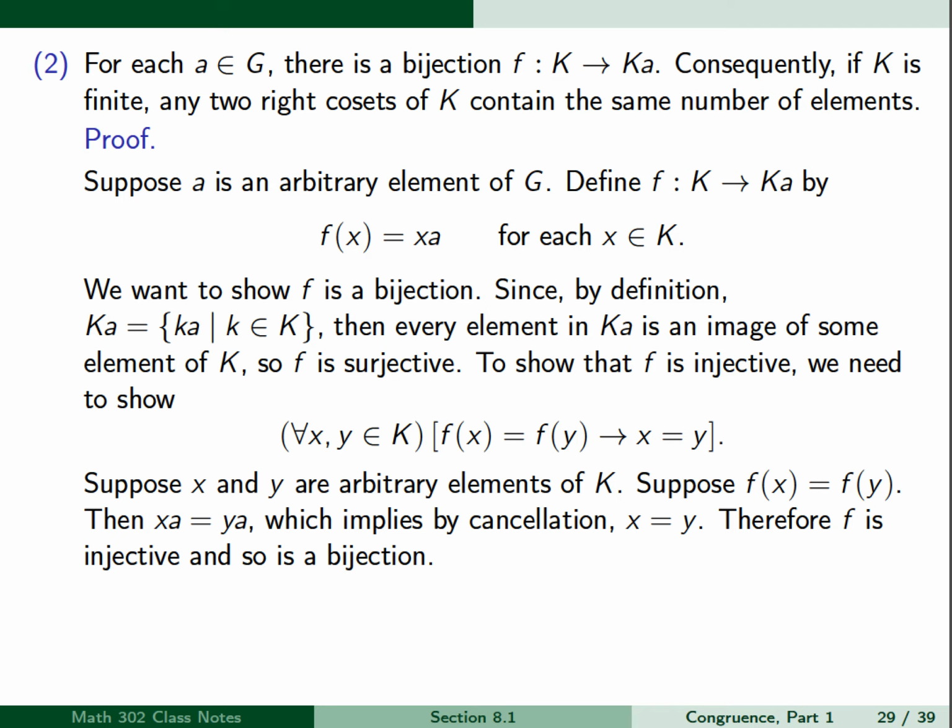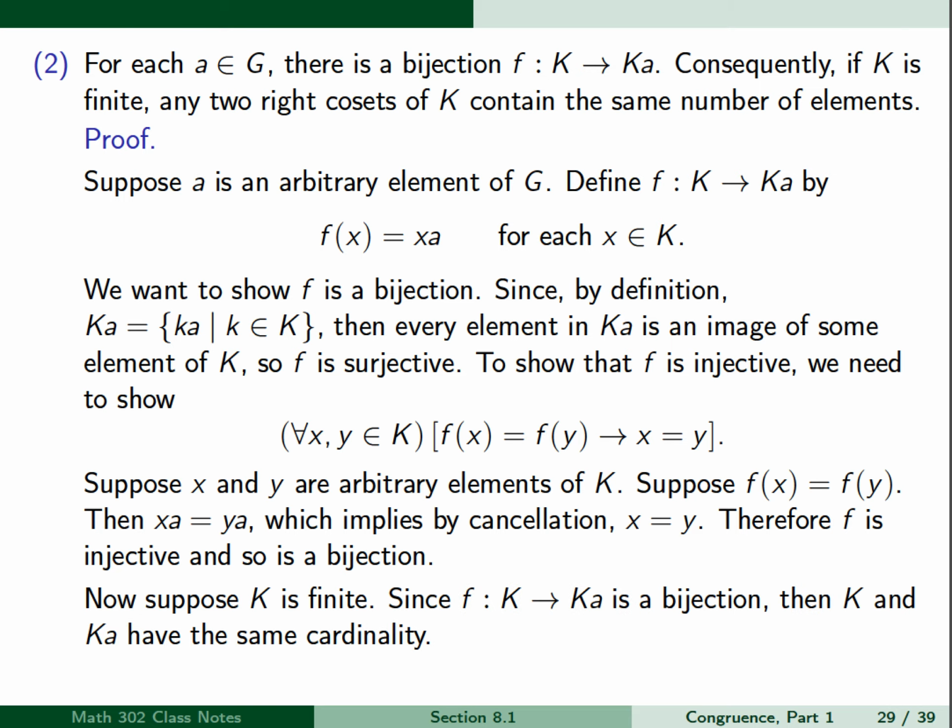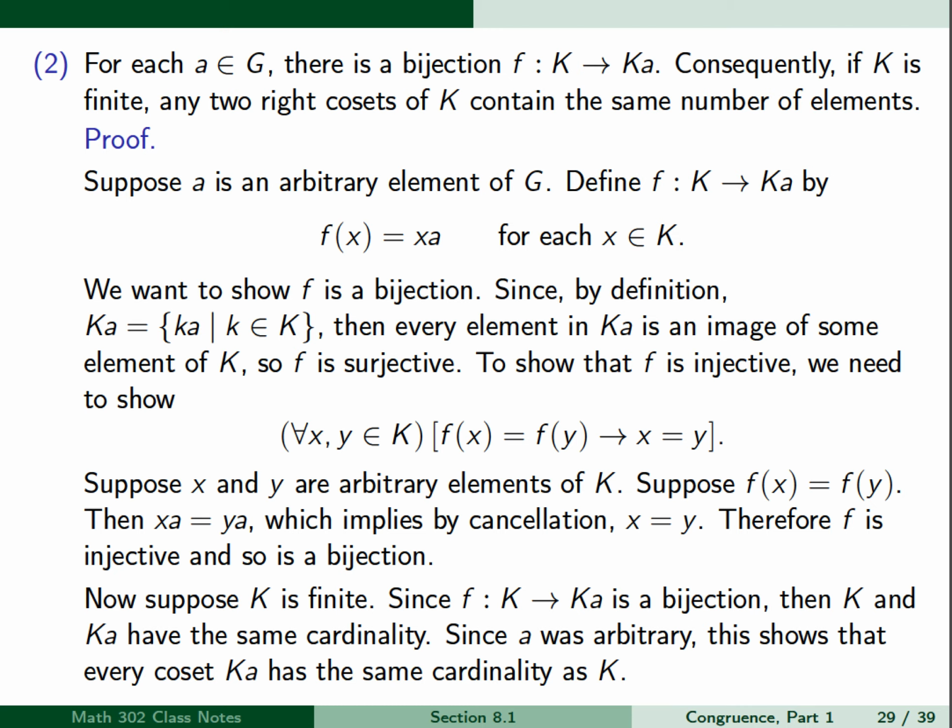Now the second part says, consequently, if K is finite, any two right cosets of K contain the same number of elements. Let's suppose that K is finite. Since f from K to Ka is a bijection, K and Ka have the same cardinality. They have to contain the same number of elements if you have a bijection between them. And since a was arbitrary, every coset Ka has the same cardinality as the subgroup K. And so this proves part 2 of the theorem.